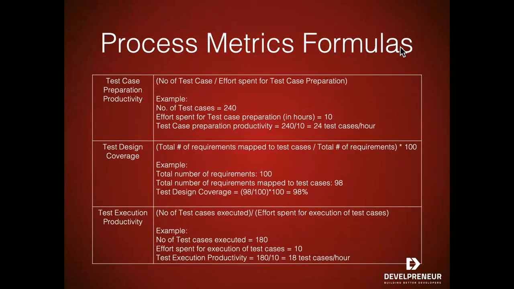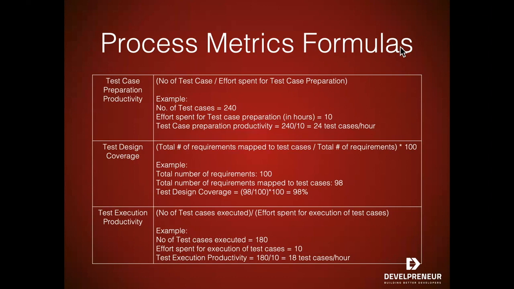And here are some of the formulas for the process metrics. Test case preparation productivity is the number of test cases divided by the effort spent for test case preparation. In our example here, we start out with 240 test cases. We estimate that we spent 10 hours for test case preparation. So our test case preparation productivity is 240 divided by 10, which gives us 24 test cases per hour.